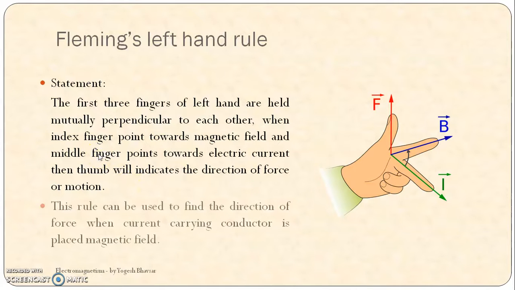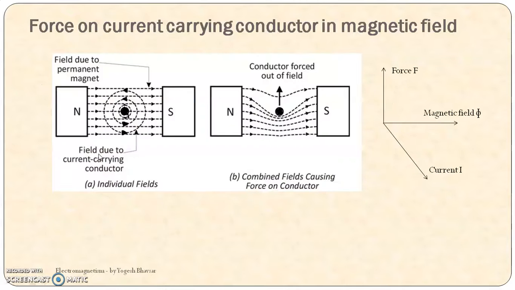So this rule can be used to find the direction of force when the current carrying conductor is placed in a magnetic field, as I said. Now let us see the force on a current carrying conductor when it is placed in a magnetic field. This is a very useful topic. All the types of motors which work on this principle, all motional activity done by the electromagnetic field, we can find the direction of the motion of that conductor when it is placed in the magnetic field.